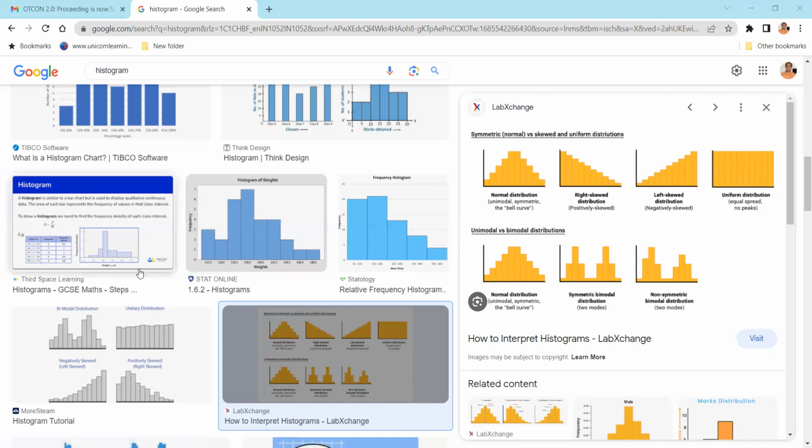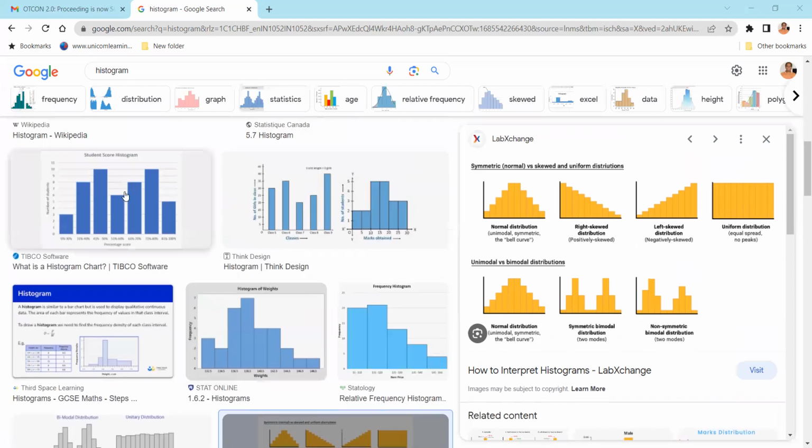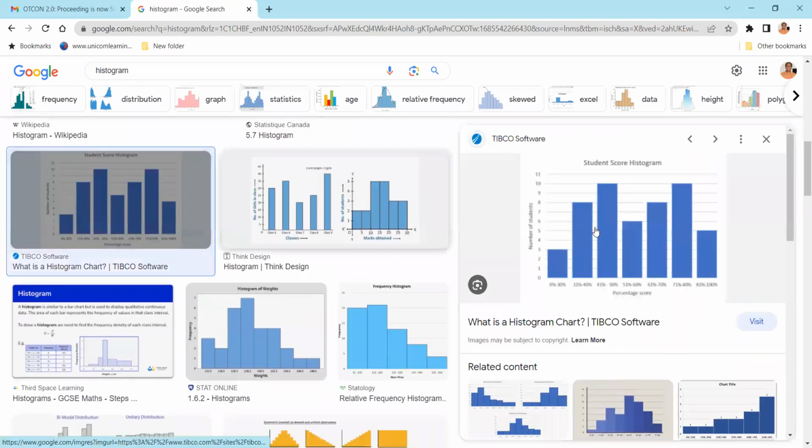But for now, what you understand is if you have only one number to analyze, we can analyze using histogram. See, this is student score histogram. This tells you 0 to 30, 30 to 40.